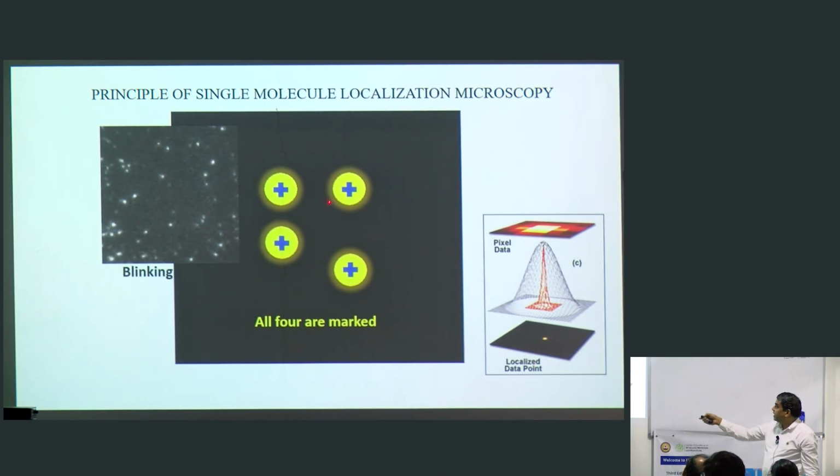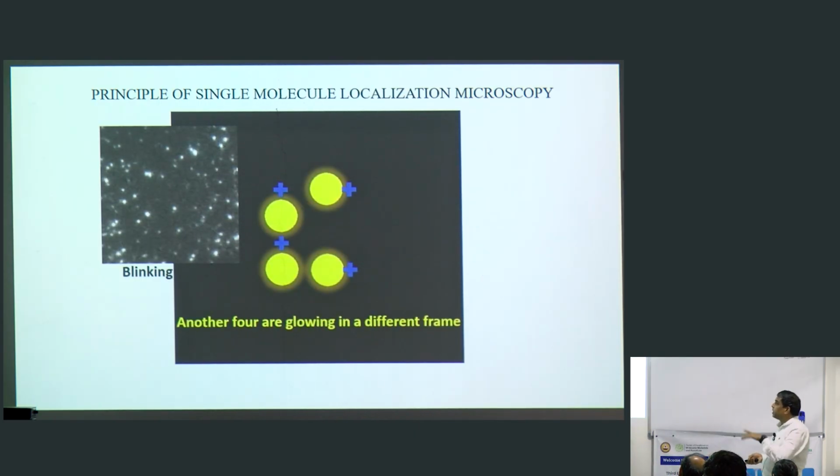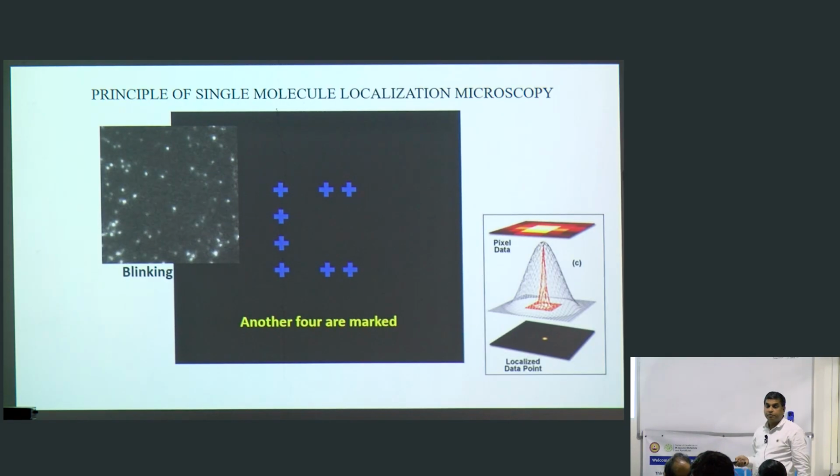So it means that I have this glowing object, and I have now minimized it to this point. I have modified this point spread function, which was 300 nanometer, and now it is reduced to this one. So at a certain point of time, these 4 are glowing, the others are not glowing. At another point, what will happen? We have marked this one, and at the other point these 4 will again glow at a certain time, and the others will be dark. In that case, again we can mark them.